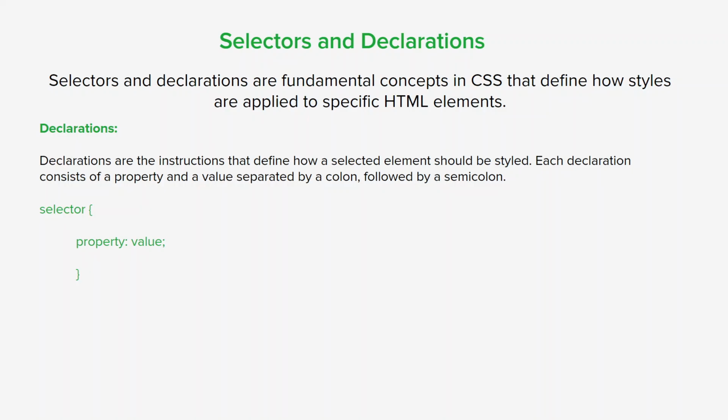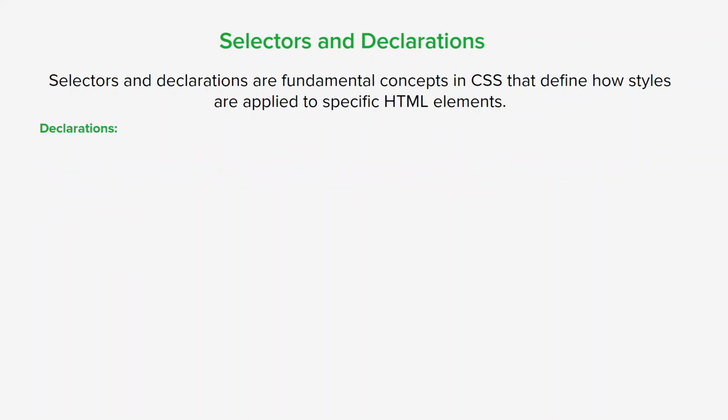The property represents the aspect of the element you want to style, and this could be things like color, font size, margin, background, and then you've got the value, and this specifies the setting that you want to apply. So if you have the color property, a value might be blue or the RGB or the hex code. You can include multiple declarations as well.